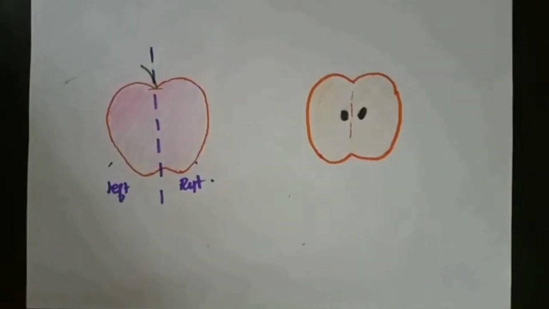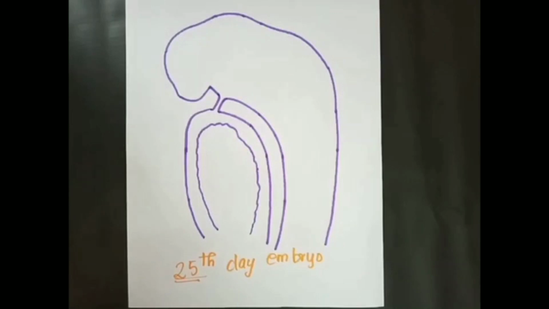And in this diagram, we have taken the view of that half. In the same way, we are seeing the section of the embryo. Do you understand? Imagine we are cutting the embryo longitudinally into two halves, right and left, and viewing that section. You can see this diagram.